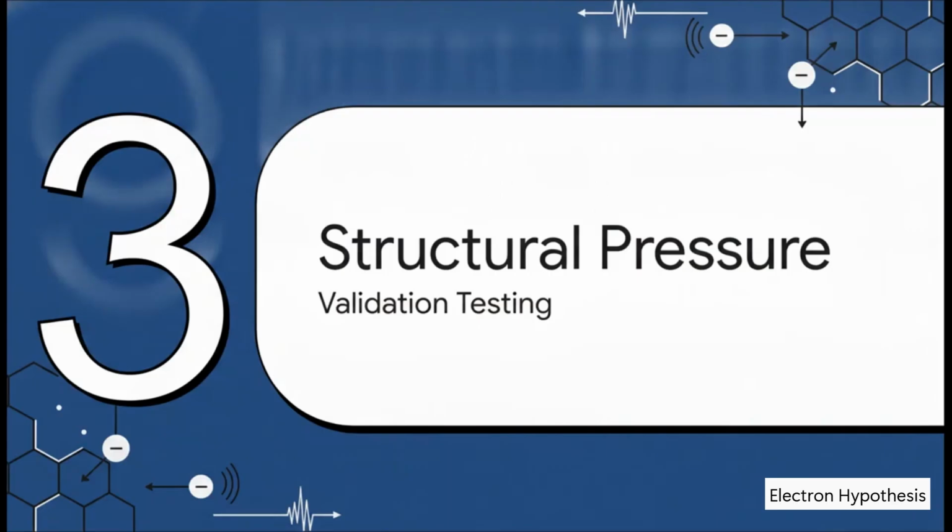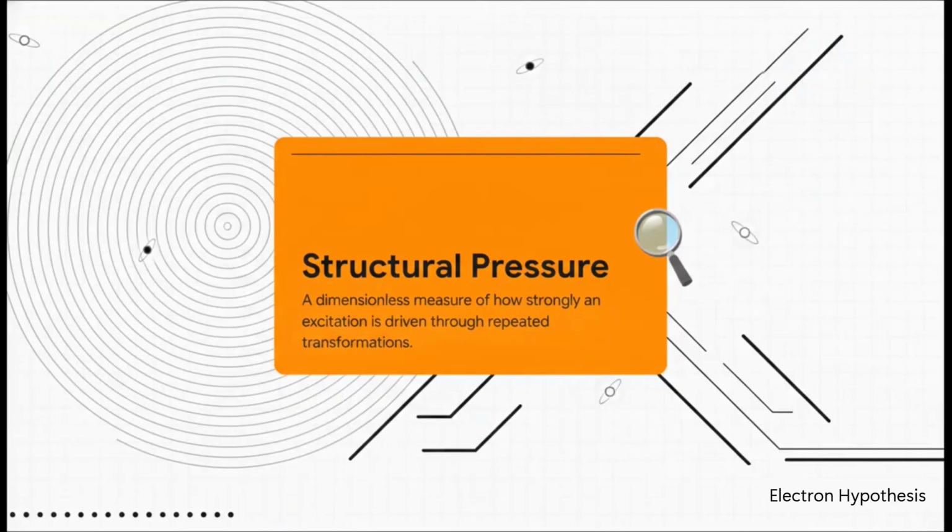Moving right along to part 3, structural pressure, validation testing. Now, any theory is really only as good as its validation test, right? Well, Kevin L. Brown proposes testing his idea by looking for something he calls structural pressure. So what is that? Basically, it's a measurable buildup that happens when a confined electron is driven through repeated, phase-locked transformations. I know that sounds like a mouthful, but it basically just means putting the electron through a very precise repeating rhythm. If an electron truly is just a local projection of a universal blueprint, you should be able to stress test its connection to that blueprint.